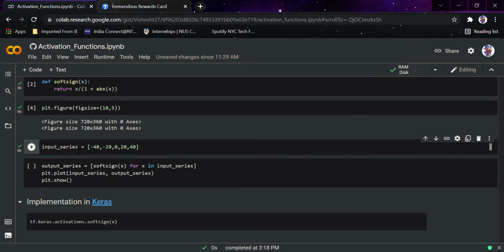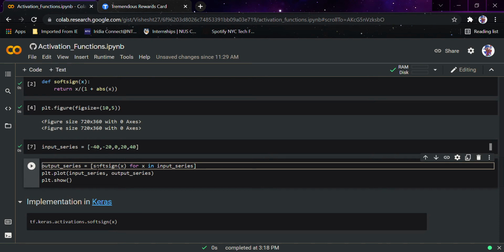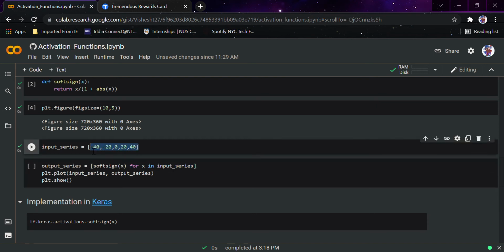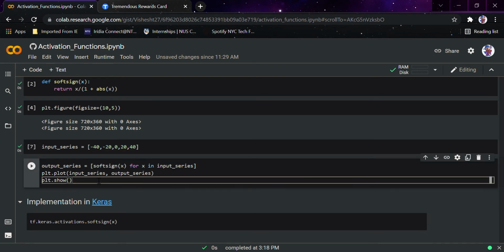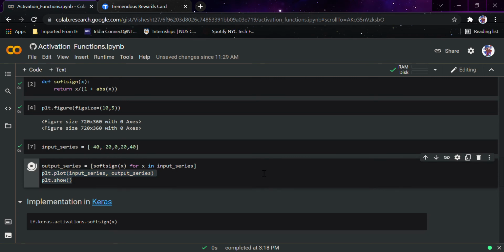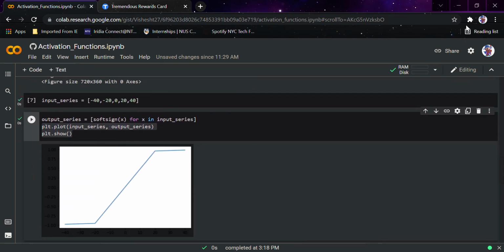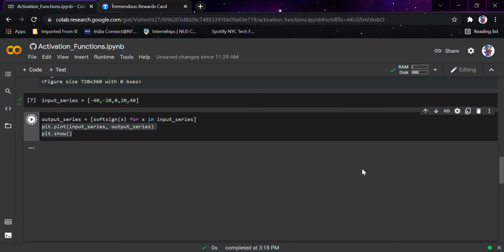This is going to be the input series, and the output series is going to be softsign of x, that is the defined function softsign of x for x in the input series. It is going to take each value from the input series and plot it here. I will just simply run this, and as you can see, except for the fact, I will just remove the dark mode from my plot so that things look quite visible to you.